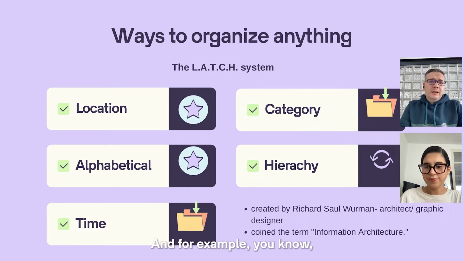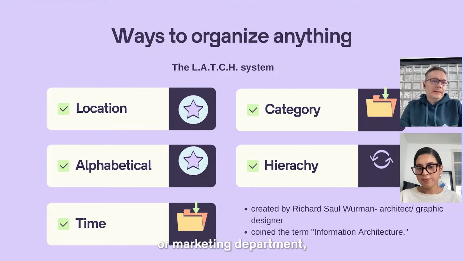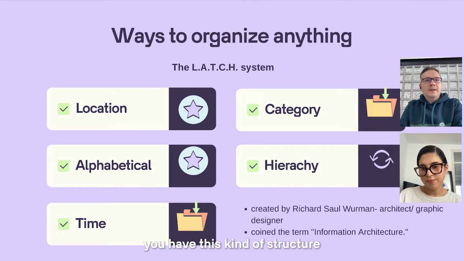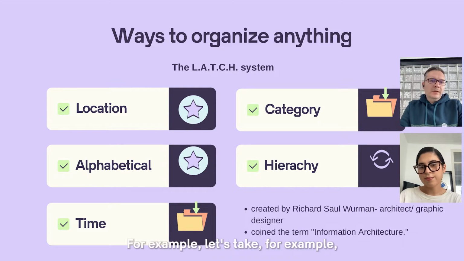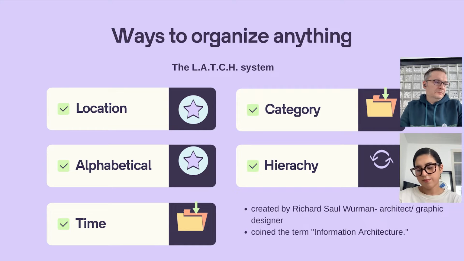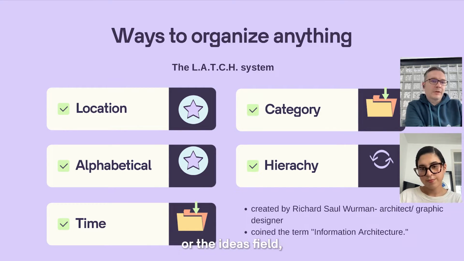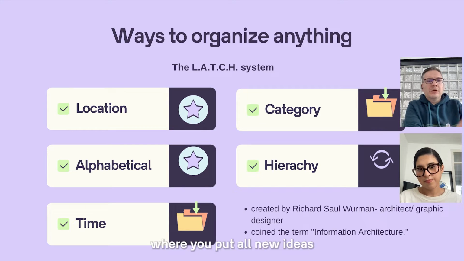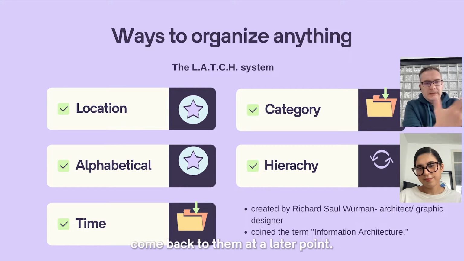And for example, let's say in a community department or a marketing department, you have this kind of structure created in a document. For example, let's take a task manager sheet. You have, let's say, on the left, the backlog or the ideas field, where you put all new ideas you have in mind to keep them organized in a way that you can come back to them at a later point.